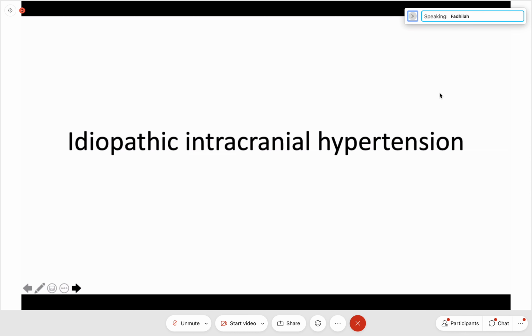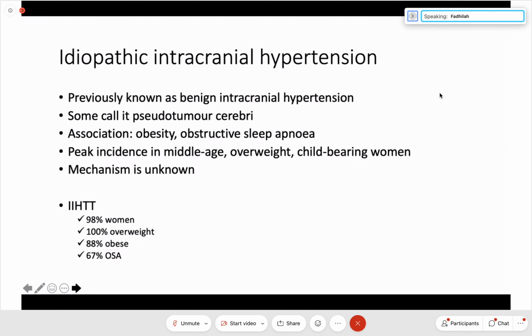Right, so let's move on to the most important condition that we have to manage, idiopathic intracranial hypertension. Previously it was known as benign intracranial hypertension. I would like to urge everybody to drop this terminology. Do not call it benign intracranial hypertension. Everywhere else in the world, we have started using idiopathic intracranial hypertension because nothing is too benign about this disease. It can cause a lot of trouble to the patient in terms of headache symptoms. It can also give rise to blindness if not treated properly, right?